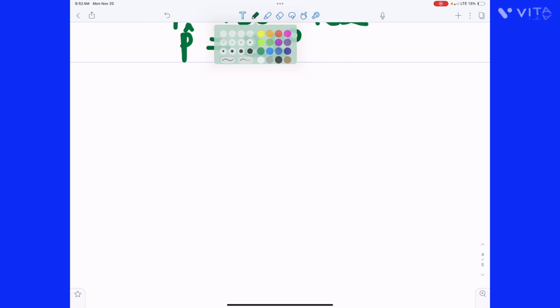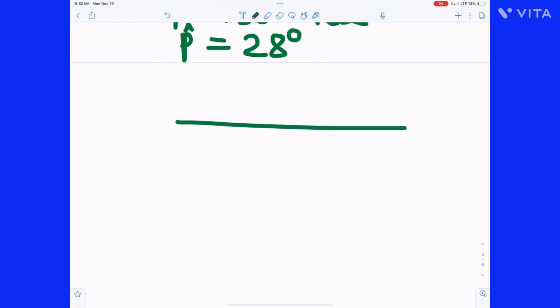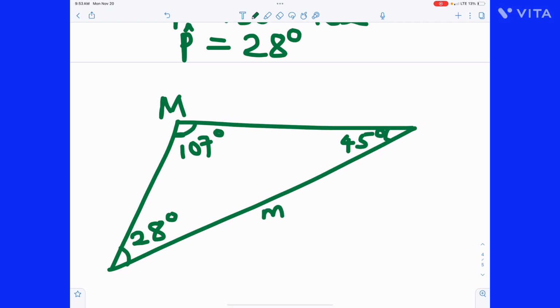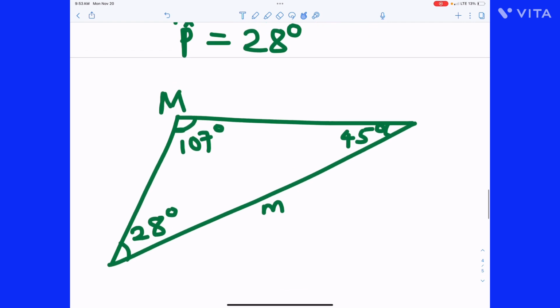I can draw a neater one now, that I will use for my solutions. So M, 107 degrees, 28 degrees, and 45 degrees. I need to write that one. So this is small letter m. We call this place P and this place S. So using sine rule, I know this as 4 kilometers.